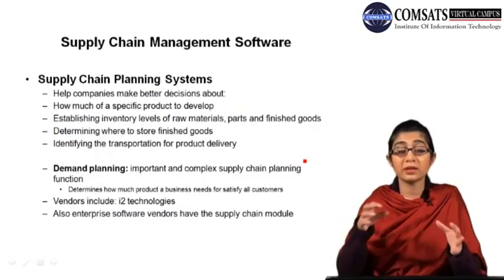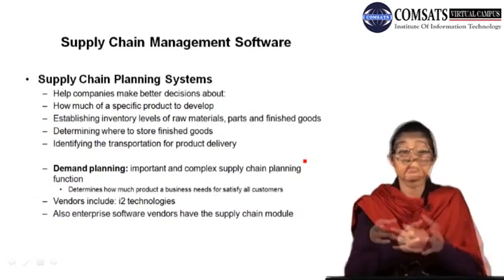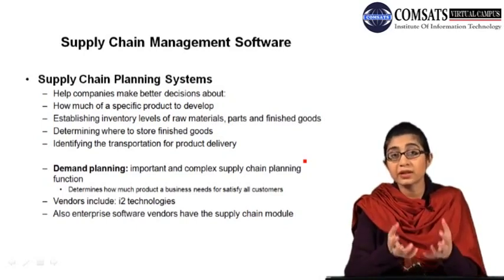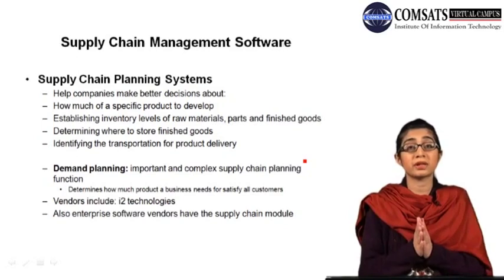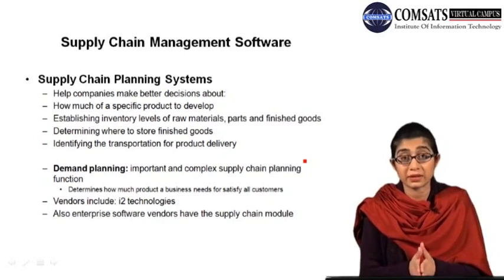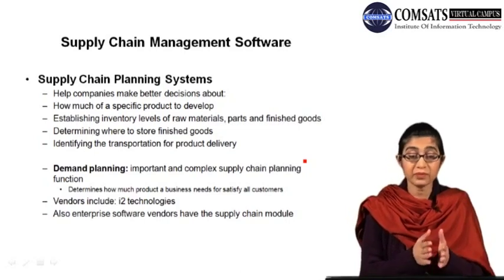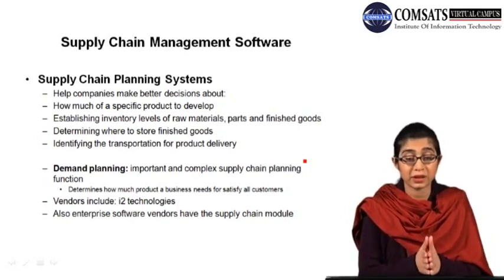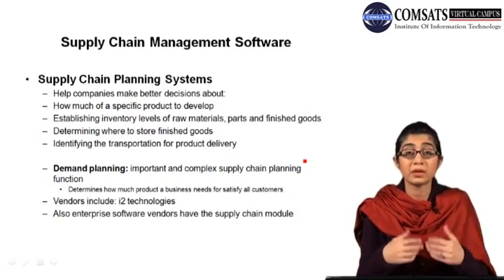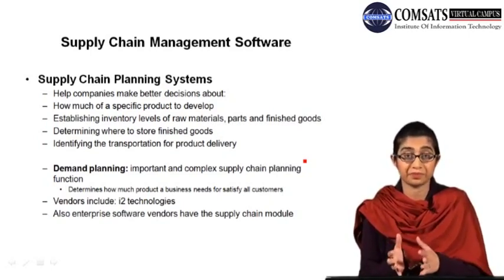Right, now let's have a look at the supply chain management software. When we talk about supply chain management software, that means we are going to talk about what functions the software performs. So basically supply chain management software is divided into two categories. Number one is based on planning, that is how the organizations are going to plan the supply chain, which means supply chain planning systems. What do these systems help the companies do? Make better decisions.